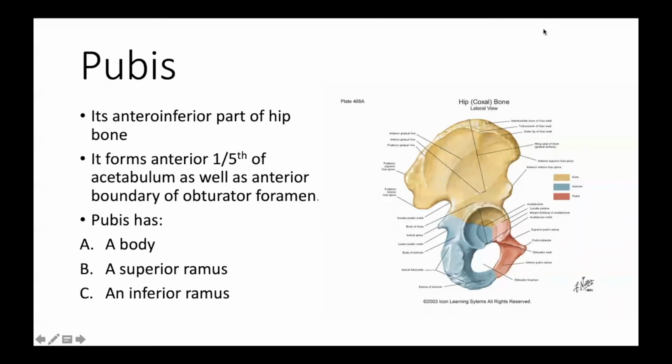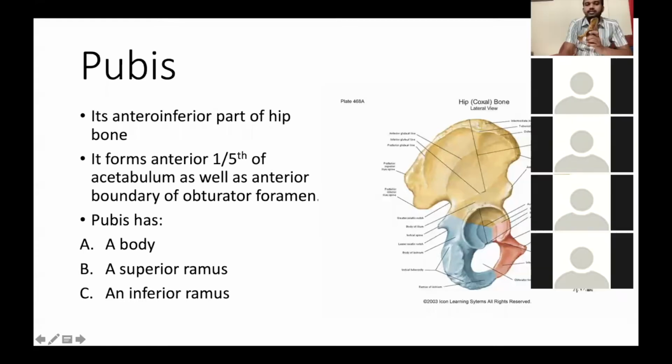It has three features. One is a body, it has a superior ramus, and it has an inferior ramus. So it has three parts. This is the body, which I am pointing out. This is the body of the pubis. This is the superior ramus, and this is the inferior ramus. So the pubis has a body, a superior ramus, and an inferior ramus.